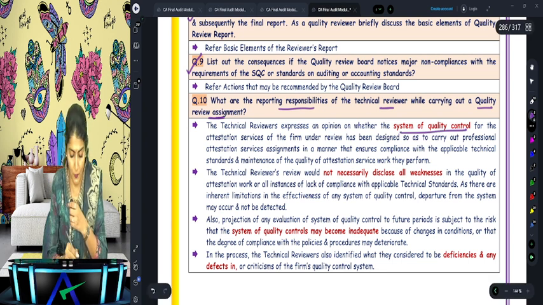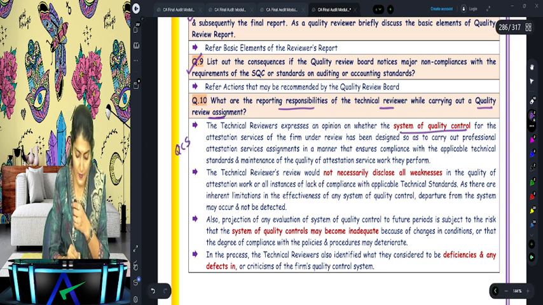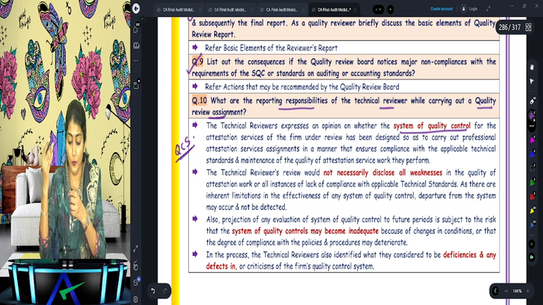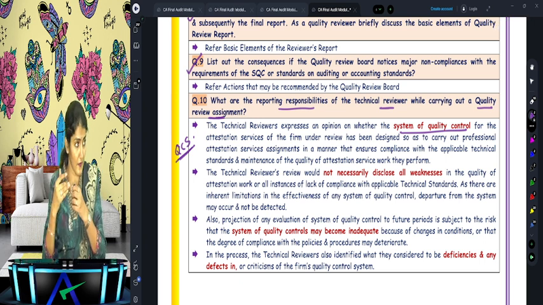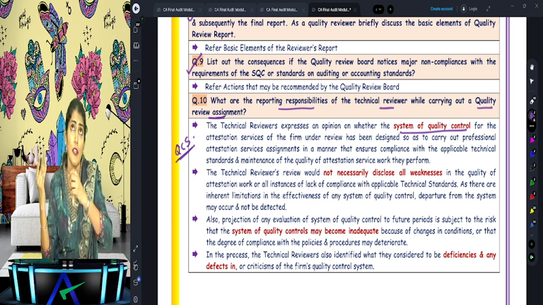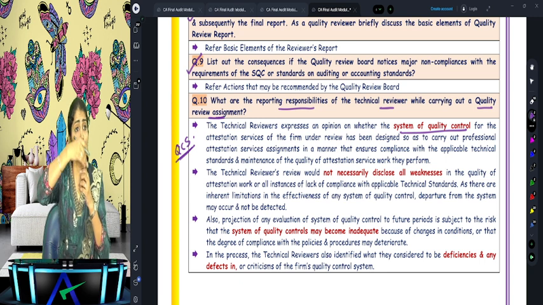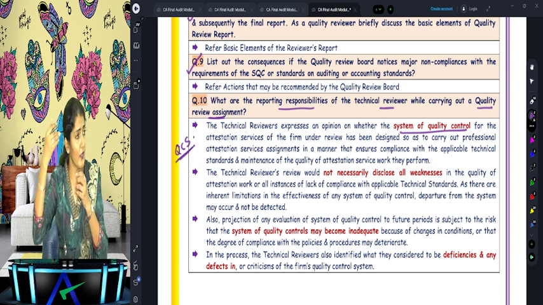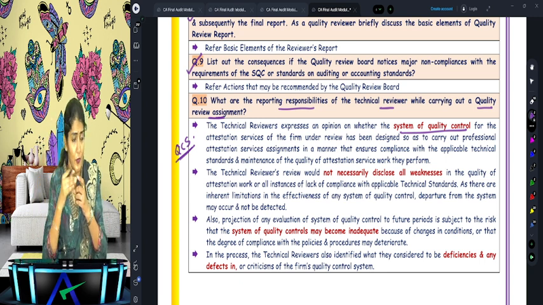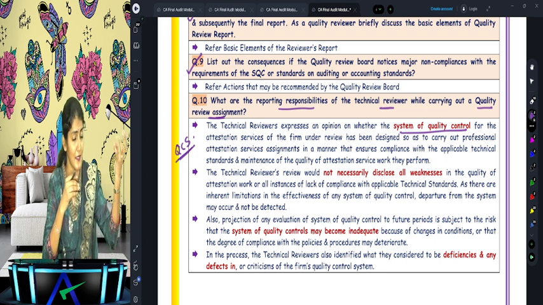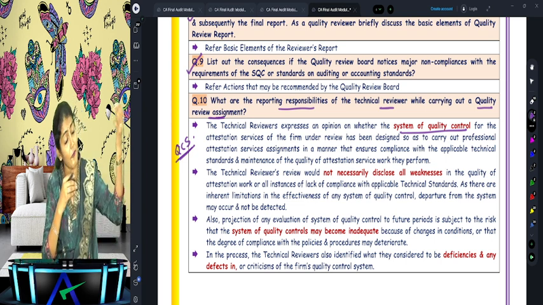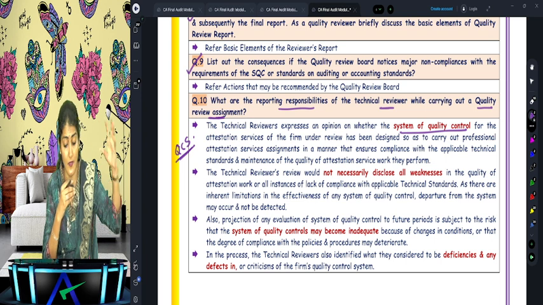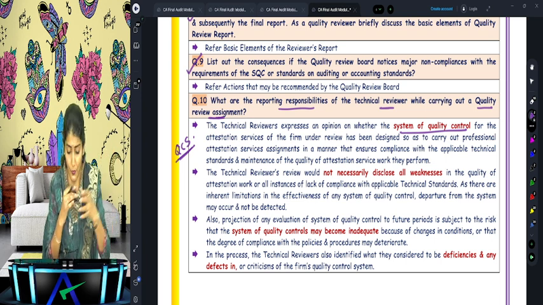One, he has to report on the quality control system. What is one responsibility? To report on the quality control systems. And just as we had the inherent limitations of peer review, do we have the inherent limitations of quality review also? When the technical reviewer does the quality review, will he identify all the deficiencies and weaknesses in the audit firm under review? No.